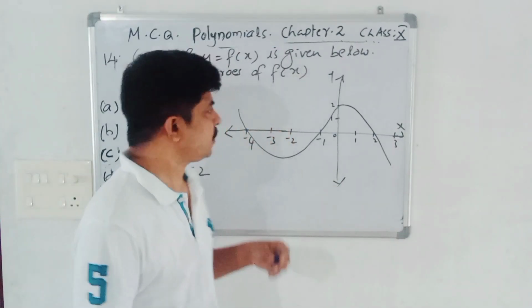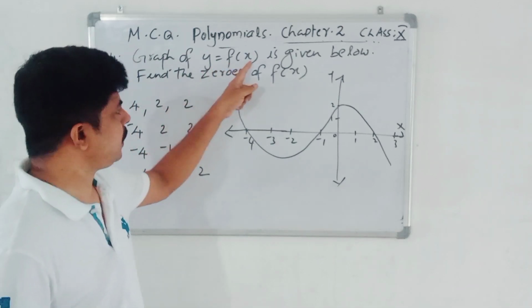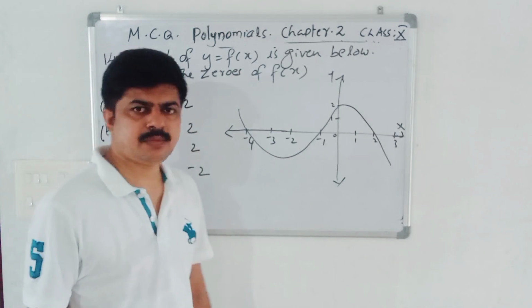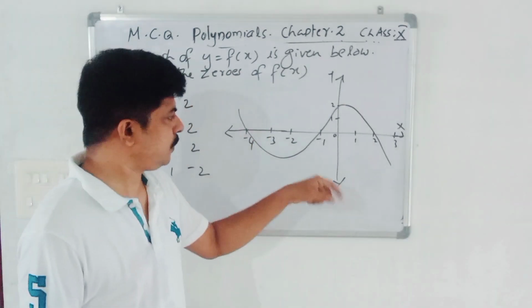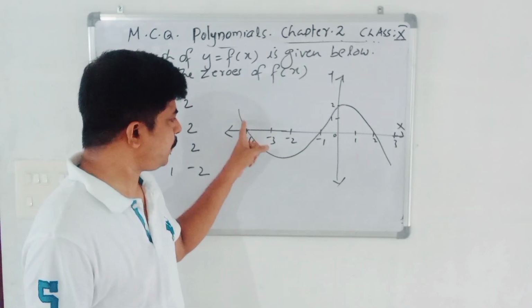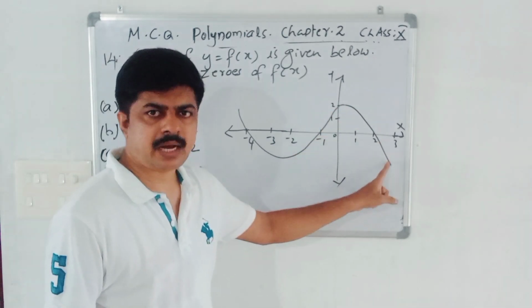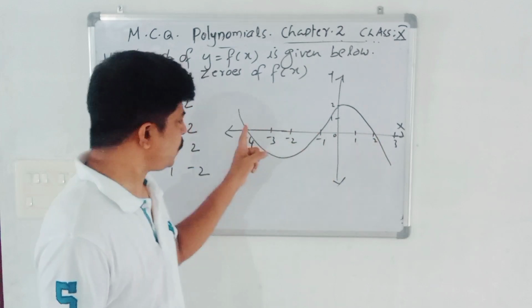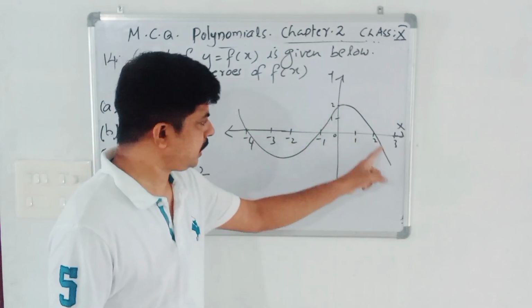Moving to the next question. The graph of y equal to f of x is given below. Find the zeros of f of x. Very simple question. We know that a zero means the x coordinate of the point of intersection of the graph on the x-axis.